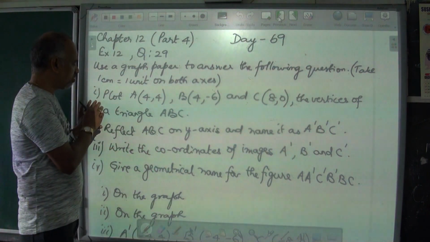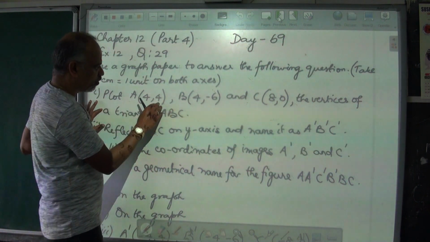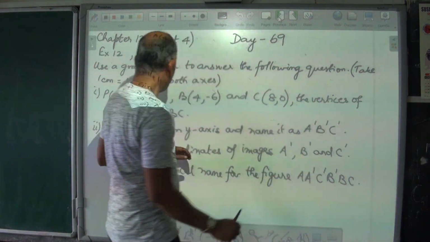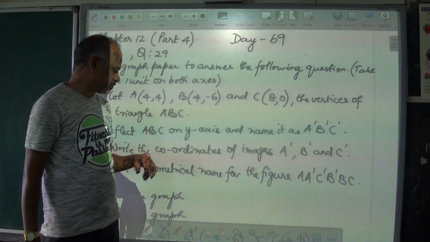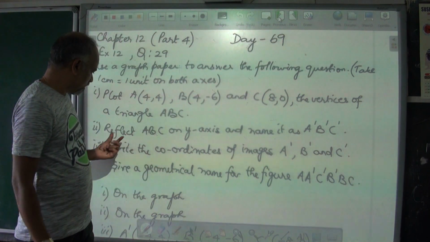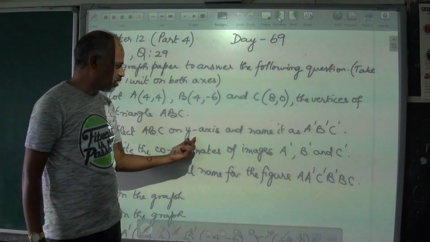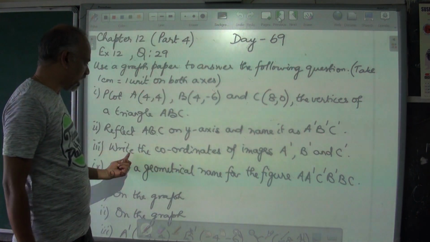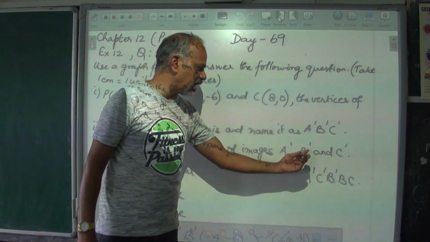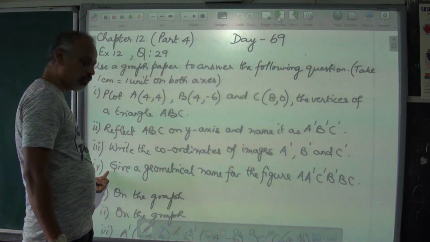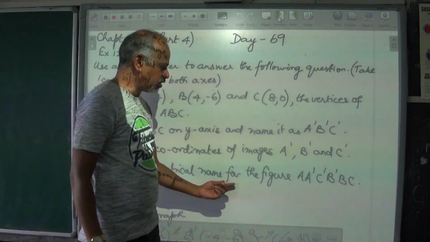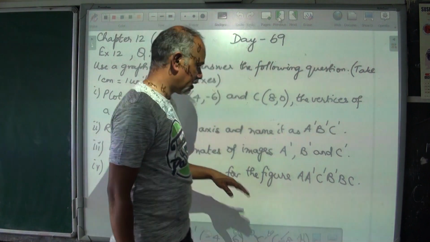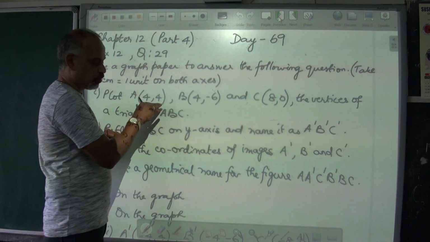First subdivision of the question is, plot A (4, 4), B (4, minus 6) and C (8, 0), the vertices of a triangle ABC. That's the first part that you have to do. Second one is, reflect ABC on the y-axis and name it as A dash, B dash, C dash. Third subdivision is, write the coordinates of images A dash, B dash and C dash. And the fourth subdivision is, give a geometrical name for the figure A dash, C dash, B dash, B, C. We'll go one question at a time.